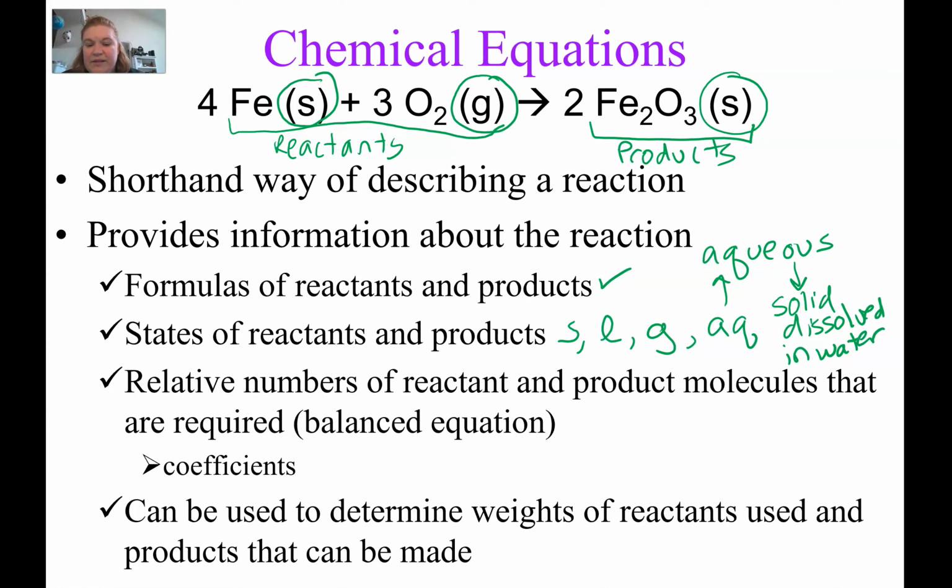The next one says the relative number of reactants and products. So we have some numbers in front of our molecules. These are called coefficients, and these are what we put in there to balance our chemical equation. We're going to talk about balancing chemical equations for the next couple of slides. One of the reasons we have those numbers is that last check mark down there. It says that we can use these to determine weights of reactants used and products that can be made. So the math that we did in chapter 6, we're going to do very similar math with our chemical reactions in chapter 8.